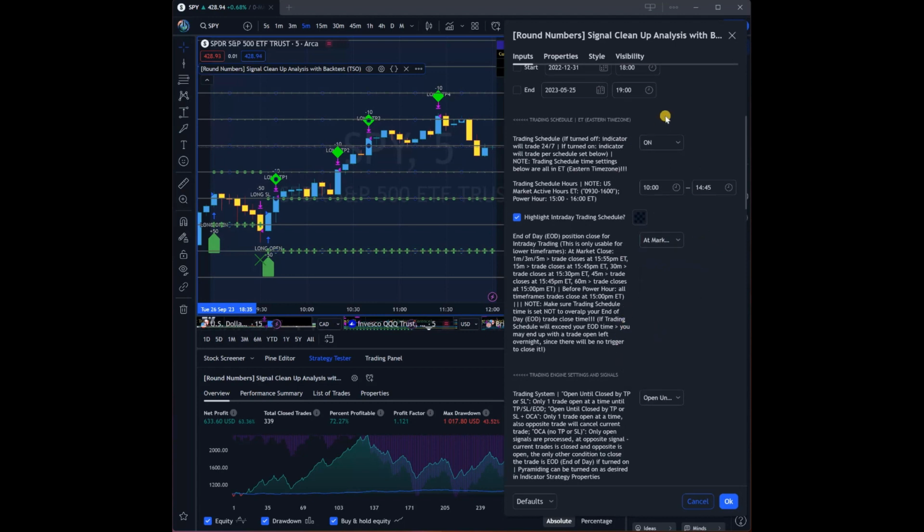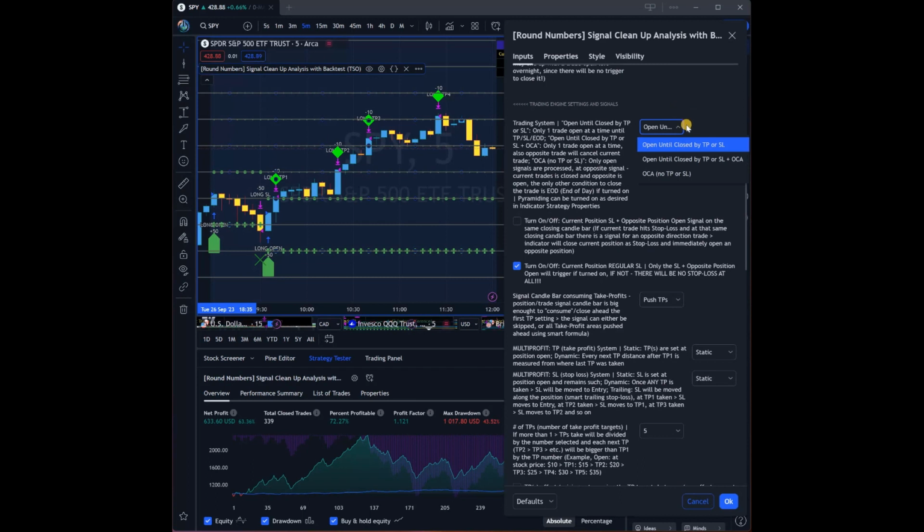Yeah, so that's it for the schedule. These are trading systems. It will probably be best if you just use the first one. The second one is pretty much the same, except if there is an opposite signal, it's going to immediately close the current trade no matter where it is and just open an opposite trade.